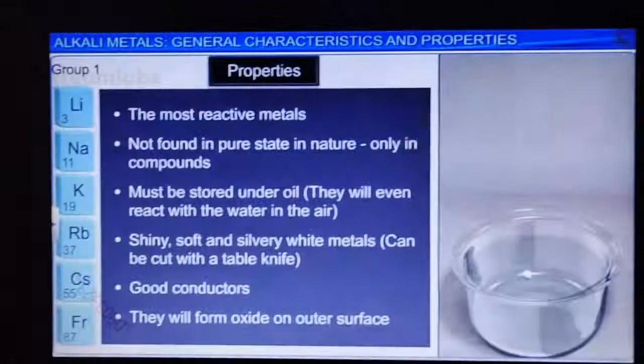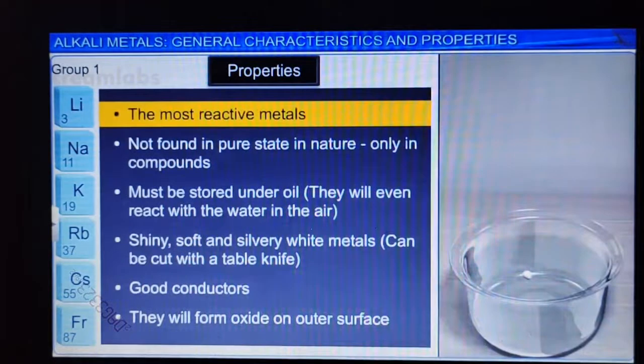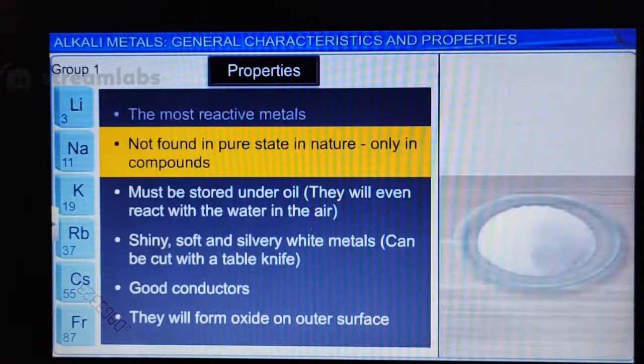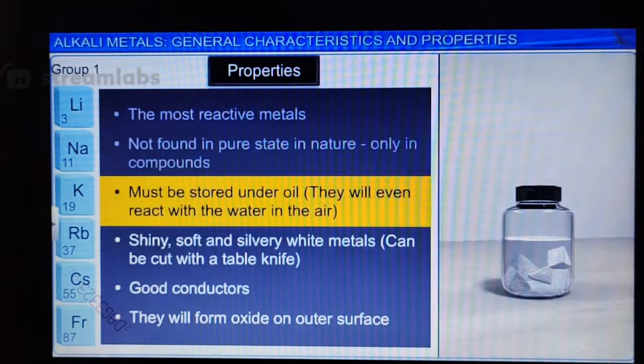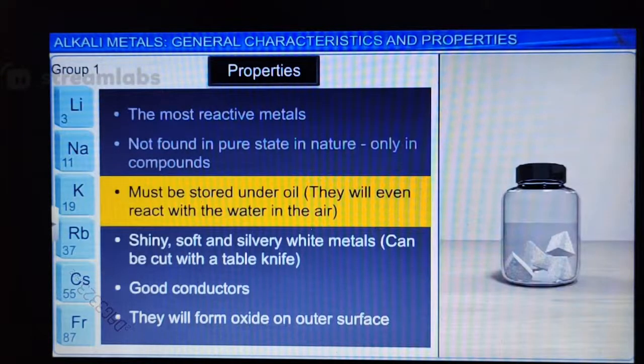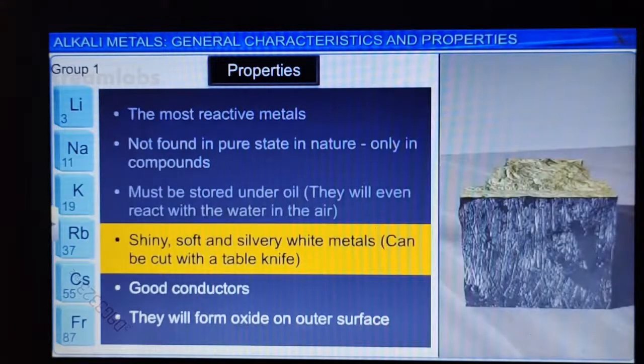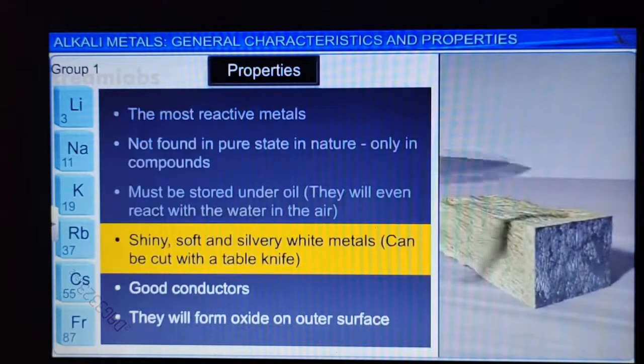They're very reactive. They're not found in their pure state because तुरंत react कर जाता है. They have to be stored under oil because air या water के साथ they quickly react and they are not stable. They are shiny, soft, silvery metals. Soft, metals that can be cut with a knife. Good conductors, obviously, because they are metals, and they form an oxide on the outer surface. Why? Because they readily react with oxygen. Simple as that. I am very sure that we have discussed each and every point over here.